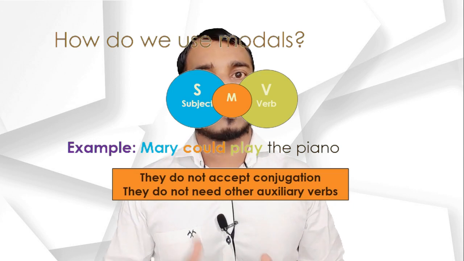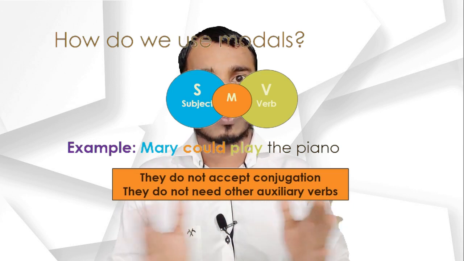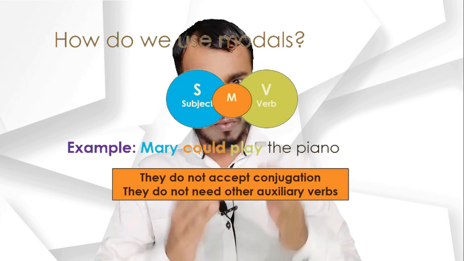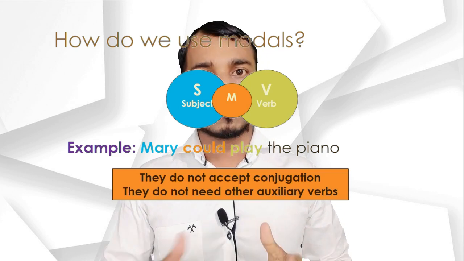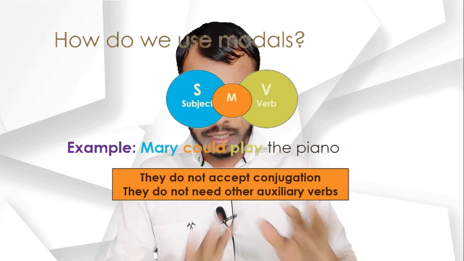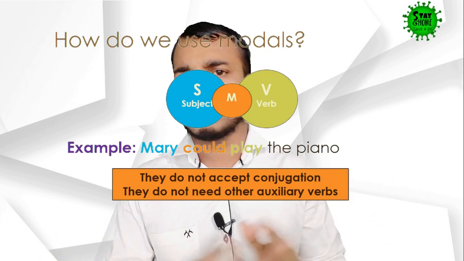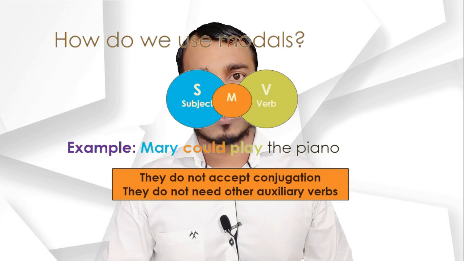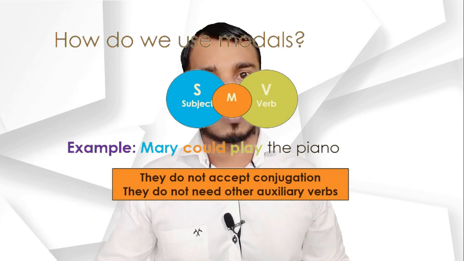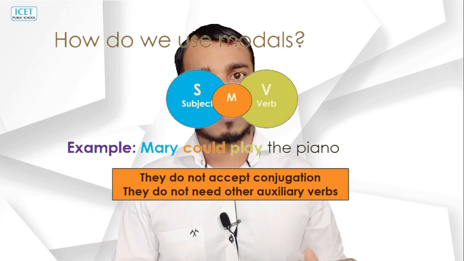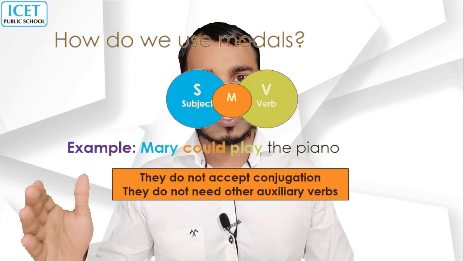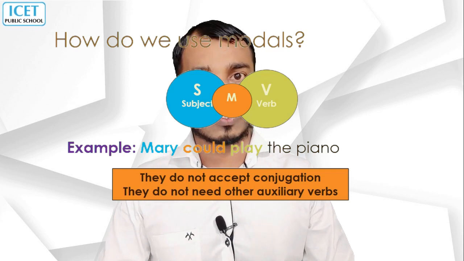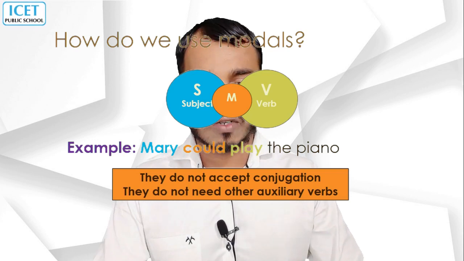So modals will not accept conjugation. We can't make, for example, could is the modal auxiliary in this. We can't make couldet, coulds, like that. No such words in English. So could has only one form, that is could only. You got it. Can is another modal auxiliary. Understand that both are different. Can is different, could is different. There is no can, canning, canned, like that. No forms. That is what is called conjugation. So they do not accept conjugation.